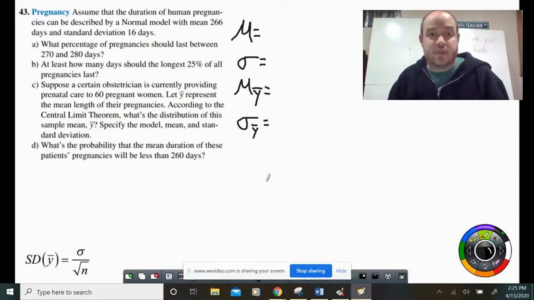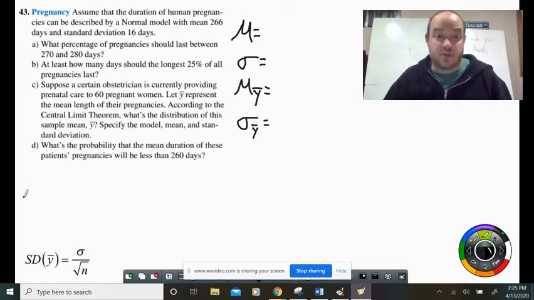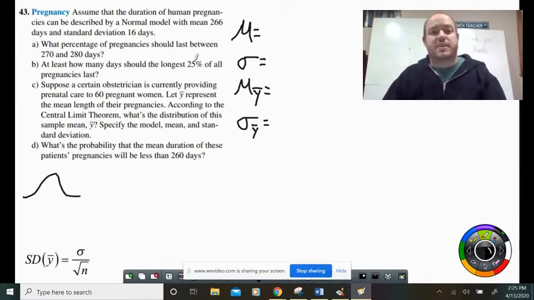It's saying assume that the duration of human pregnancies can be described by a normal model with a mean of 266 days and a standard deviation of 16 days. So it's saying that the model is already normal. So our model is already normal, all right? And it wants to know what percent of pregnancies should last between 270 and 280 days.